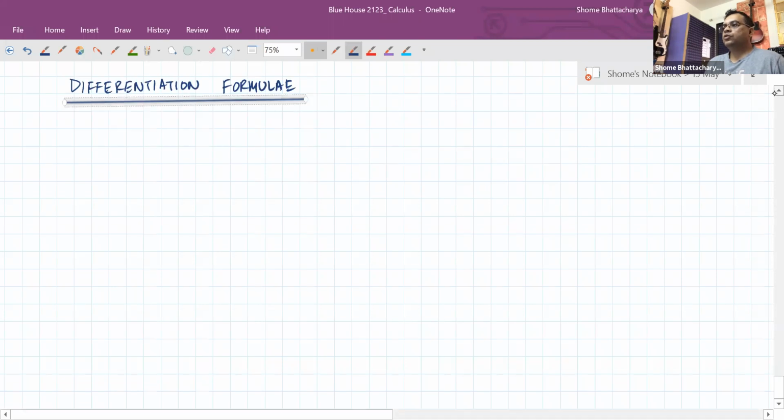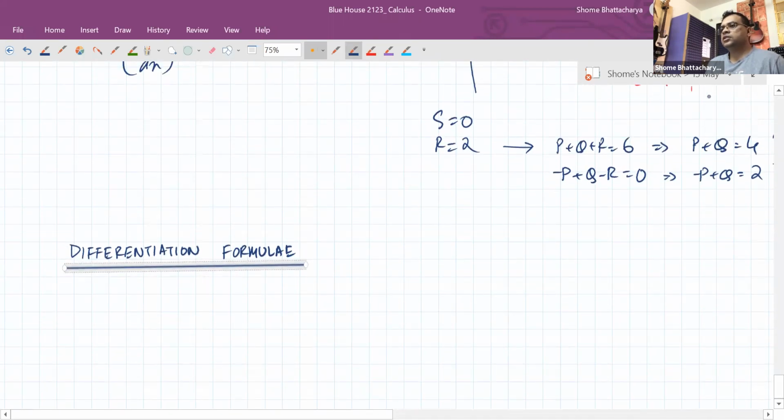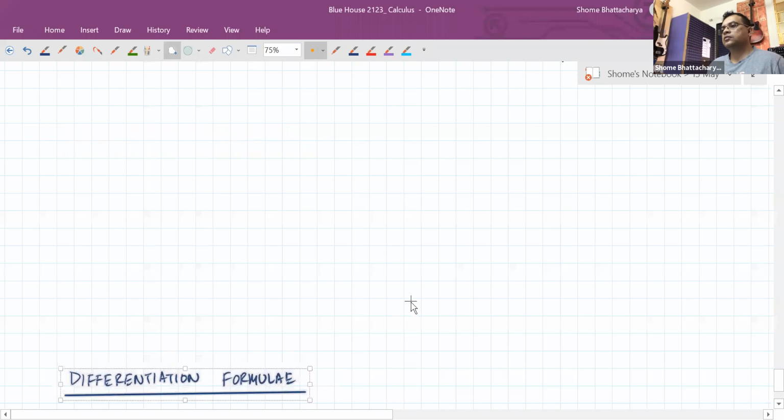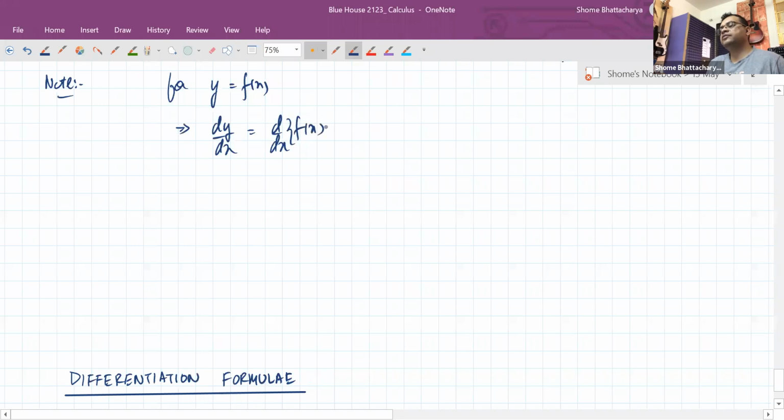Oh yes, before we go into more formulae, just a couple of things about terminology that I want to explain. For a given function y is equal to f(x), the instantaneous rate of change is given by differentiating f(x). In short form, we express this as f prime x. So this is a shorthand notation.